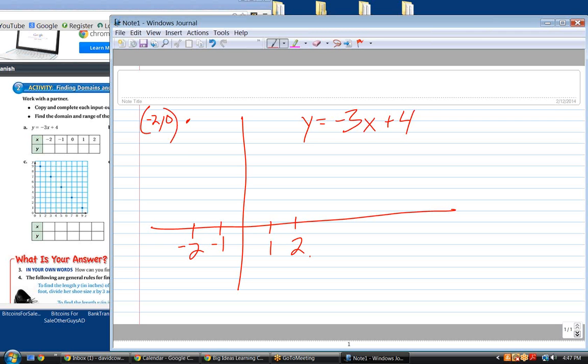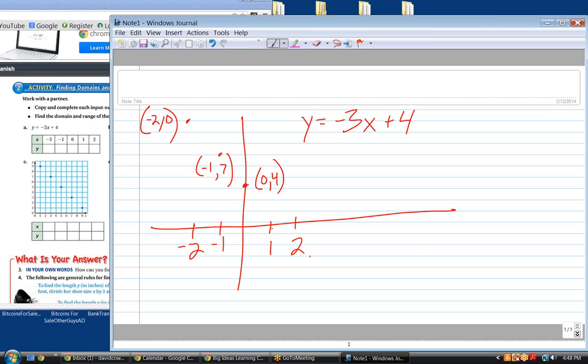What is y when x is minus 1? If x was minus 1, so you get, it's okay. y equals 7. Okay, so at minus 1, y is 7. What about when x is 0? When x is 0, y is 4.